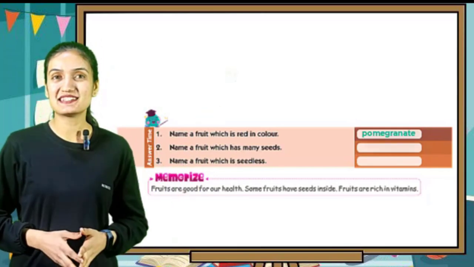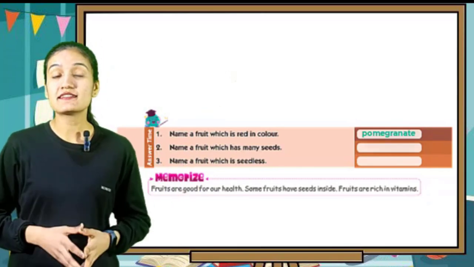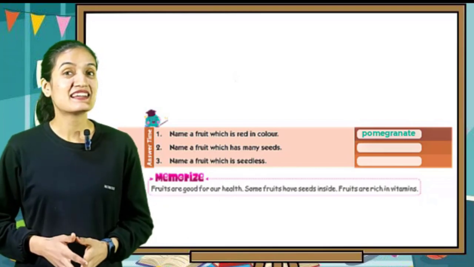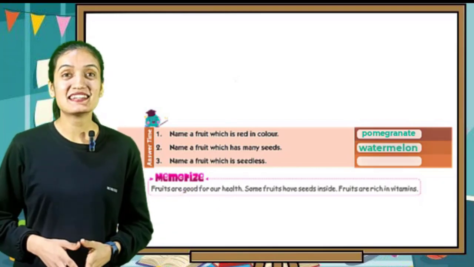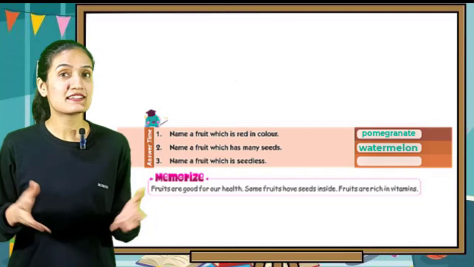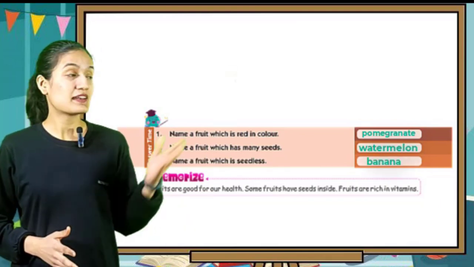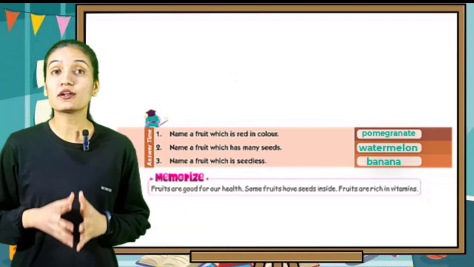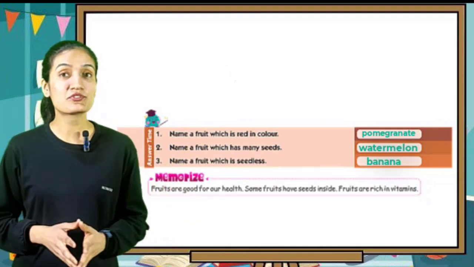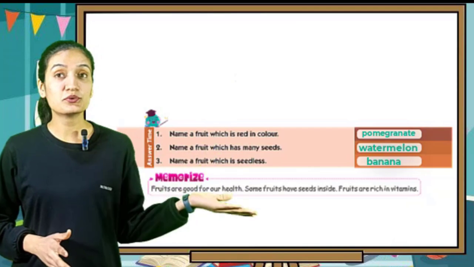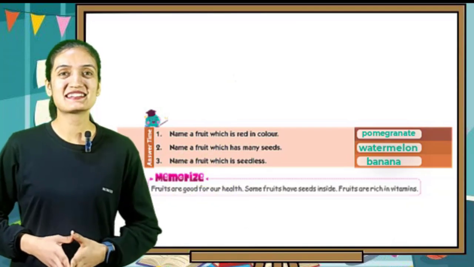It is pomegranate. Name a fruit which has many seeds. It is watermelon. Name a fruit which is seedless. It is banana. Now memorize. Fruits are good for our health. Some fruits have seeds inside. Fruits are rich in vitamins.